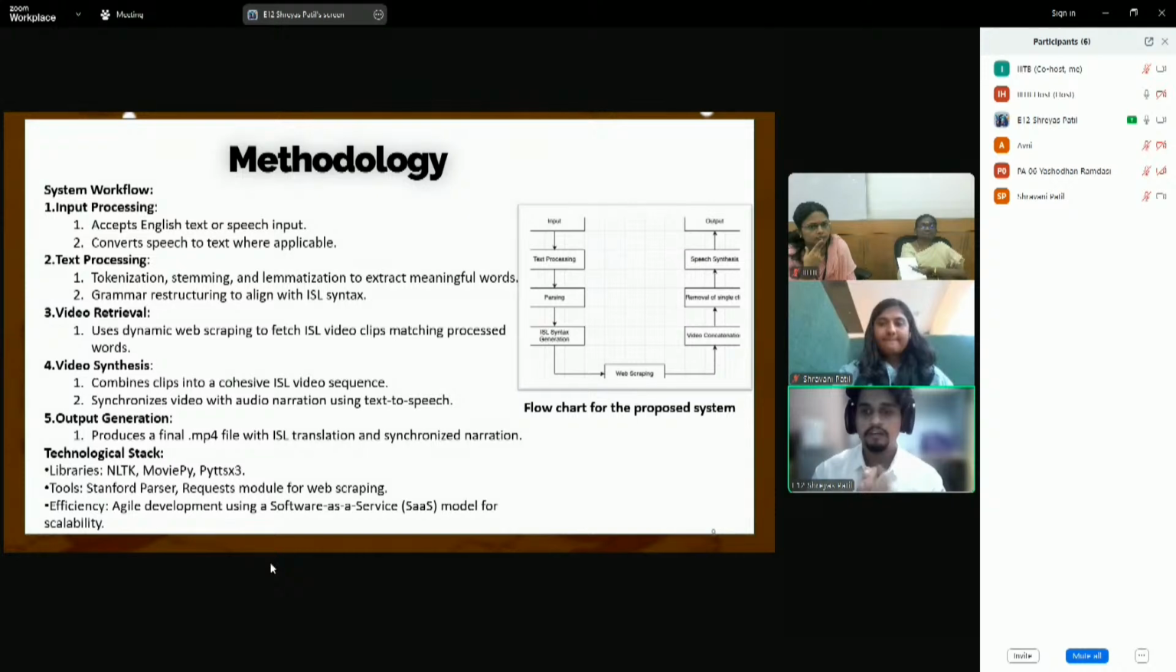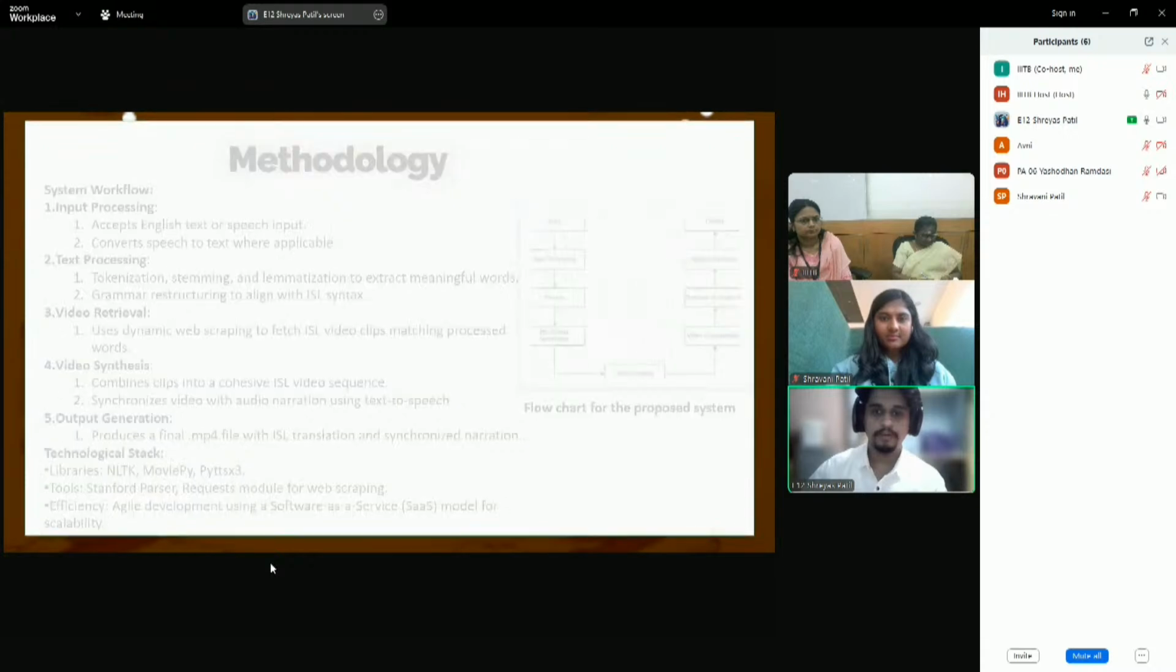We have used standard libraries such as NLTK, MoviePy, and pyttsx3 to convert text to speech, and Stanford parser for parsing the structure. We have used the requests module for web scraping, and an agile, SaaS model for scalability, so that anytime the structure of the ISL website changes, it's not a big issue for us, unless the videos are uploaded on the YouTube platform and they are taken from it. This is a practice that I followed for around the last 3 years, so we are still confident in the algorithm.